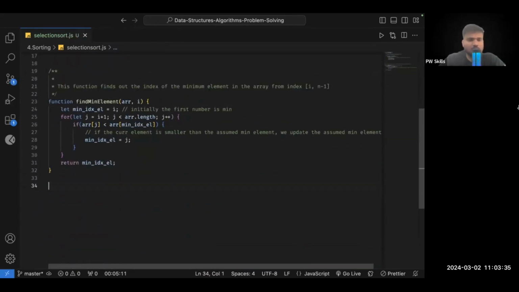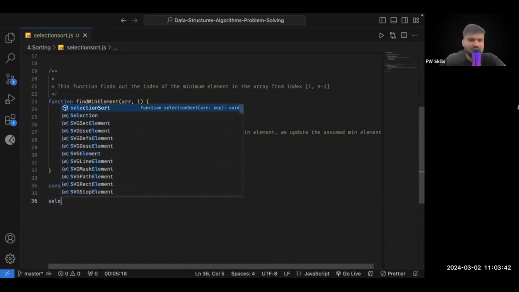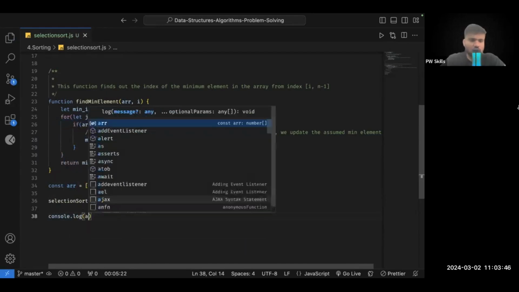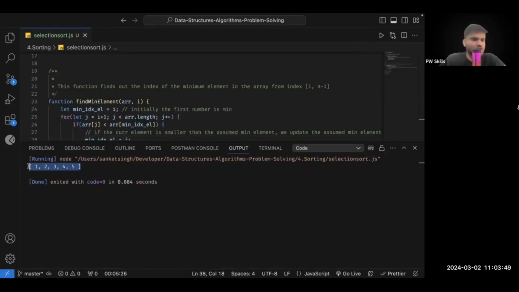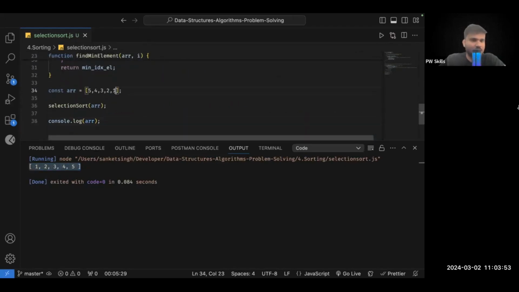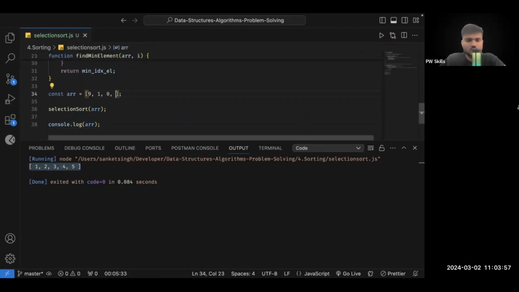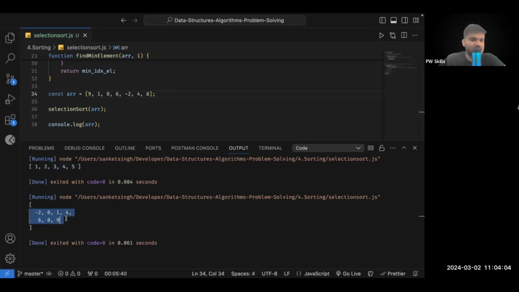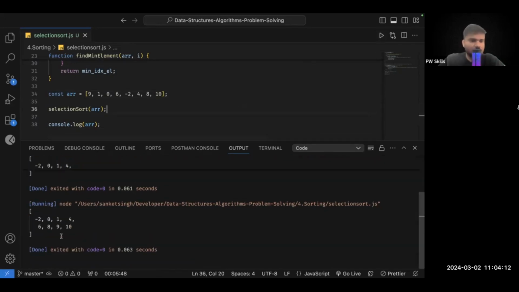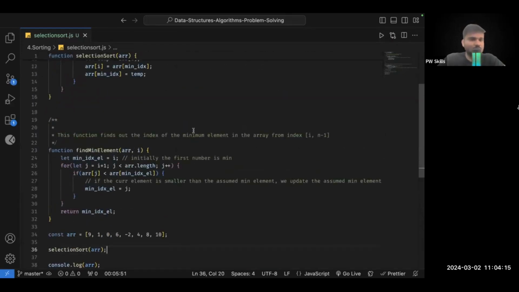Let's try to run our code. I'll say const arr = [5, 4, 3, 2, 1], call selectionSort(arr) and console.log(arr). If I run the code, can you see it sorting the whole array? If I take some random numbers, 9, 1, 0, 6, -2, 4, 8, and run it again, it is still sorting the array. If I take 10 at the last and run it, it is still sorting. So the overall algorithm is working absolutely fine.